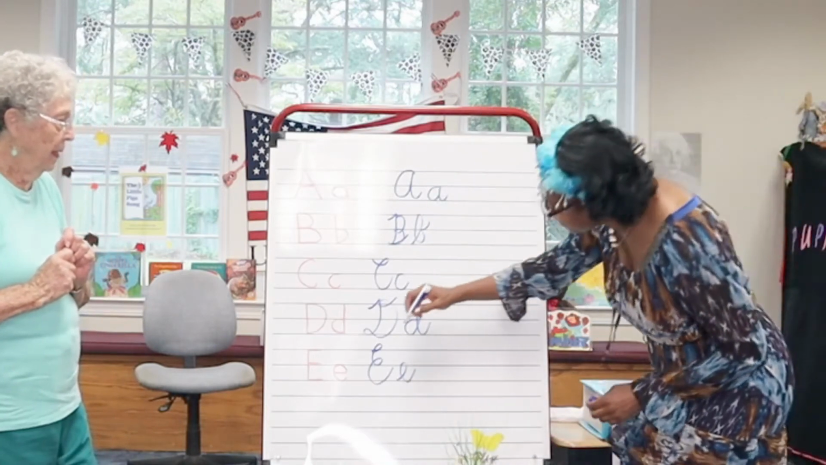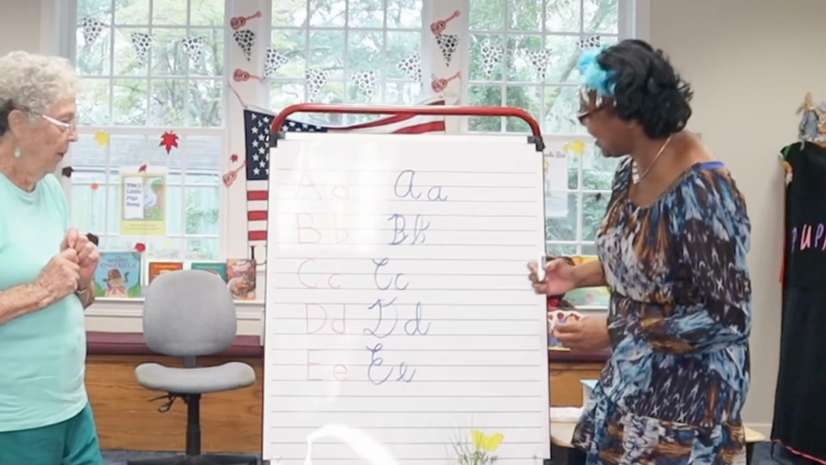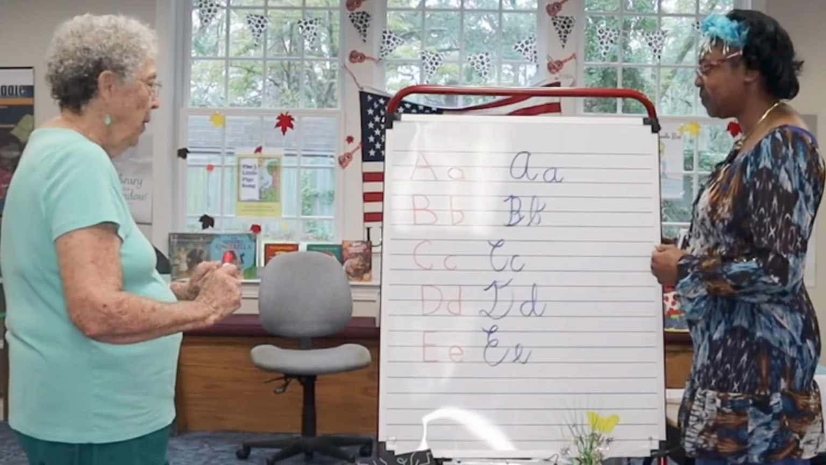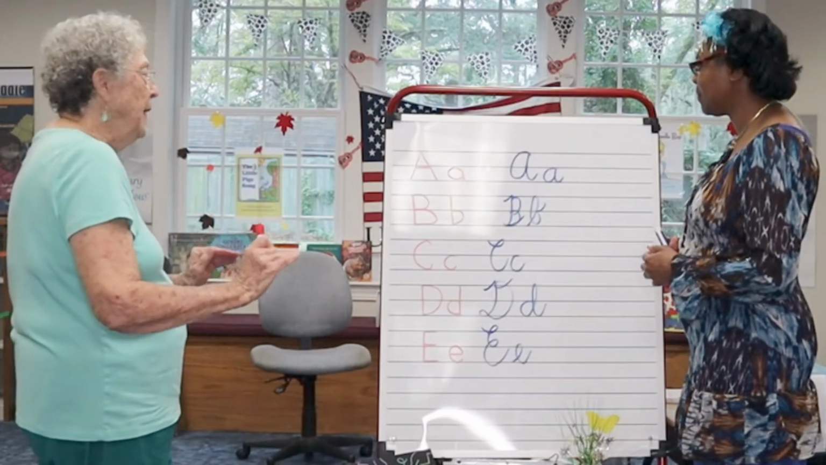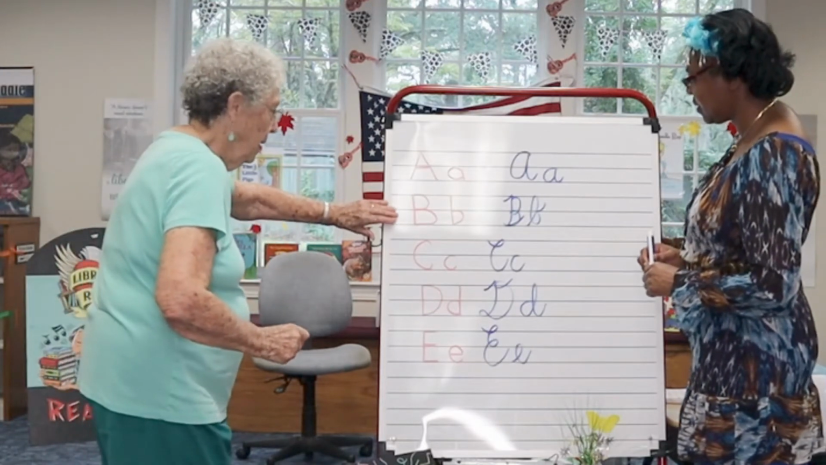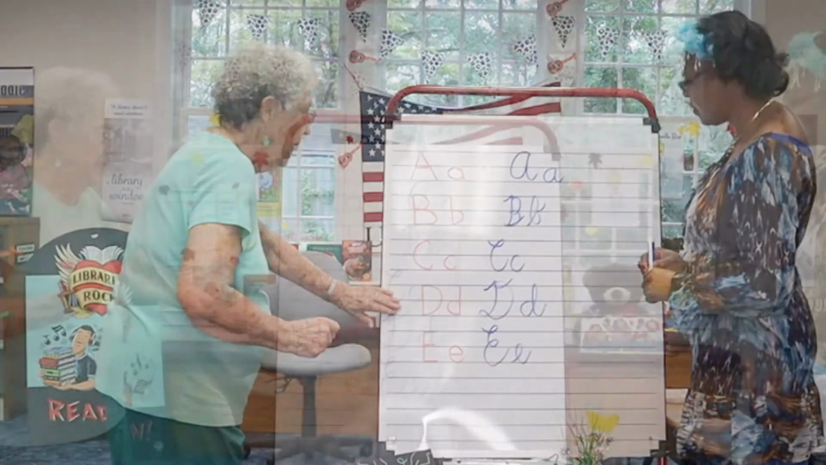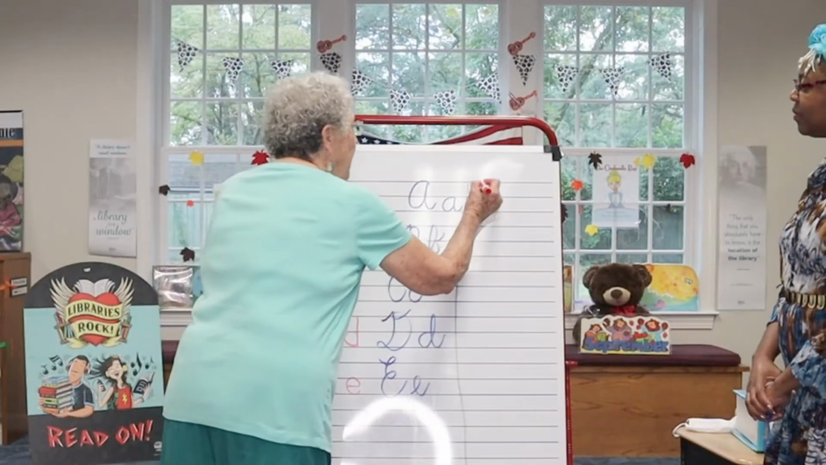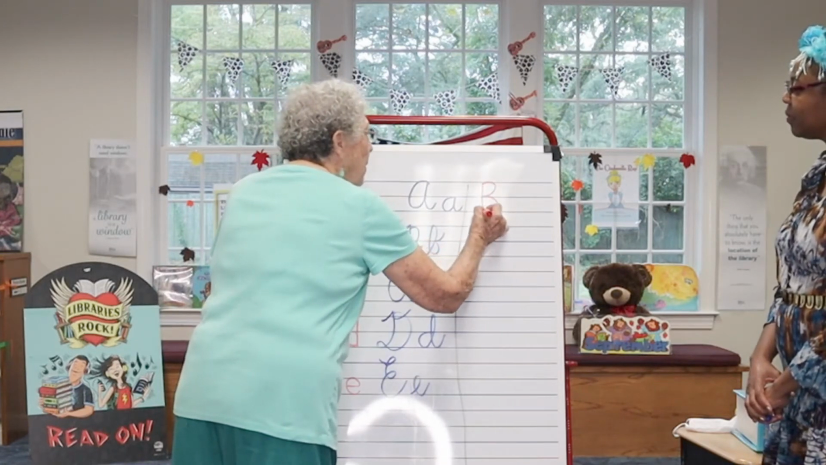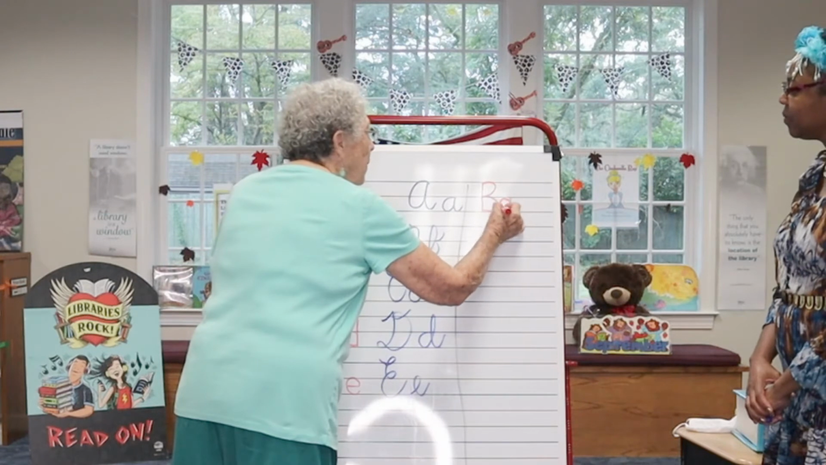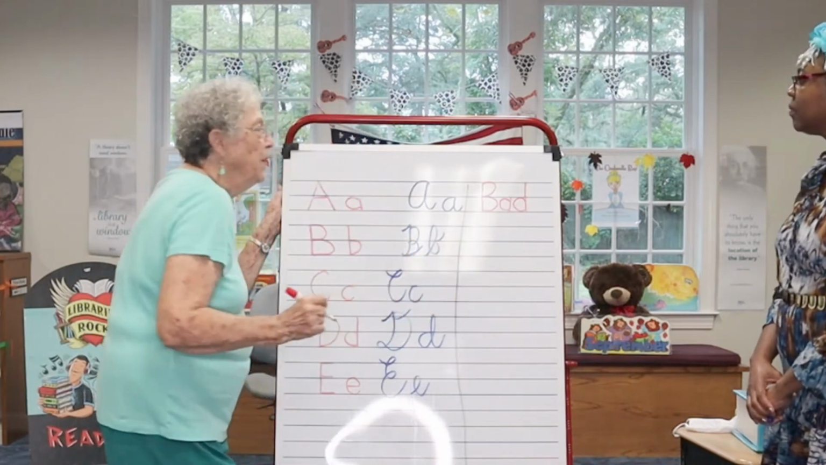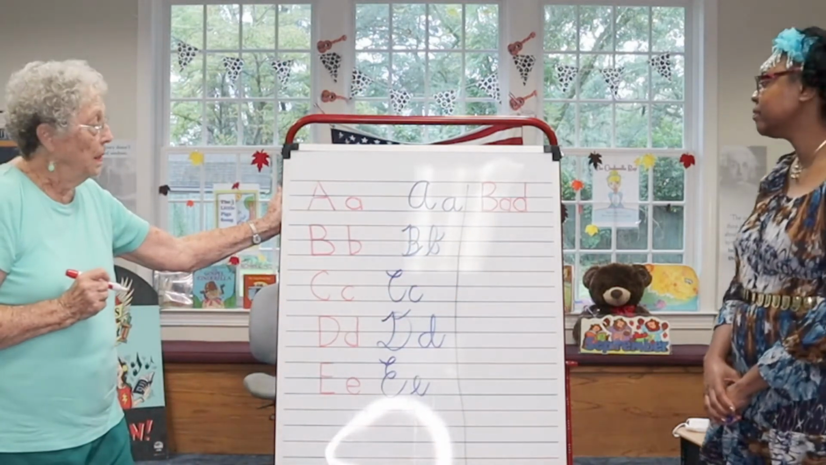Wonderful. I like to put my little extension, Miss Jessica. Okay. Now, write the word bad. B-A-D. We have B-A-D. So we have B, A, D. Now you notice that even though we have three letters, they're not connected.